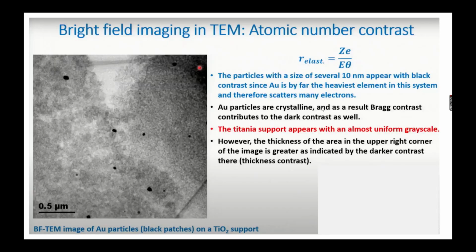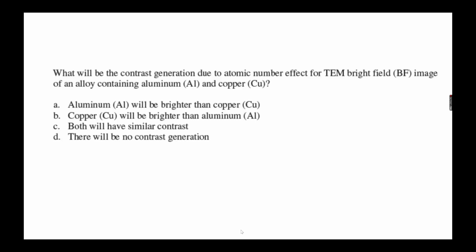Okay, so when the atom is heavier, it will give you more scattering. Here it is also saying that gold, Au, is the heaviest element in the system, and therefore it scatters many electrons. That's why it is appearing darker. You can see in this image Au particles as black patches on the TiO2 support or substrate.